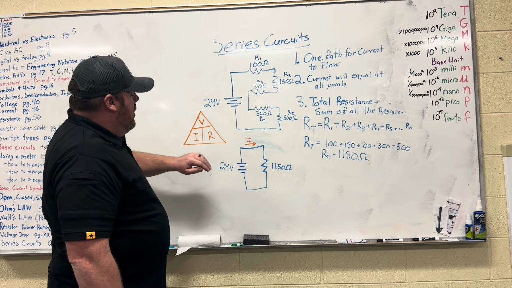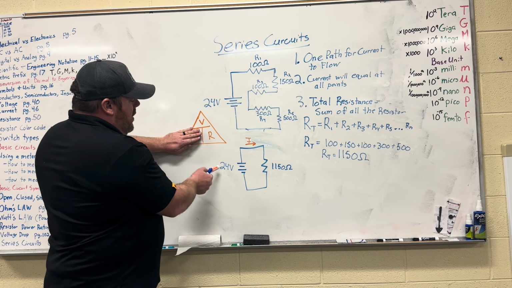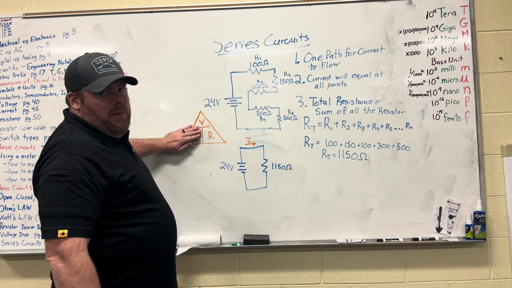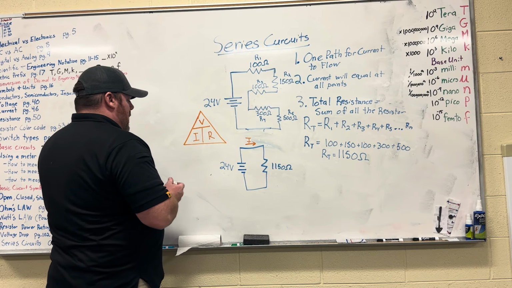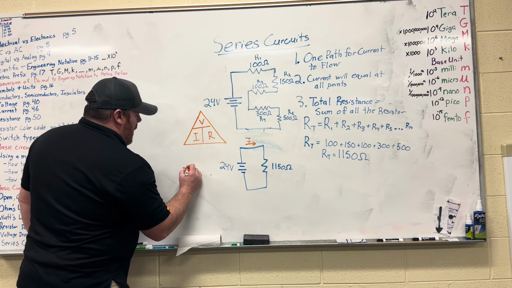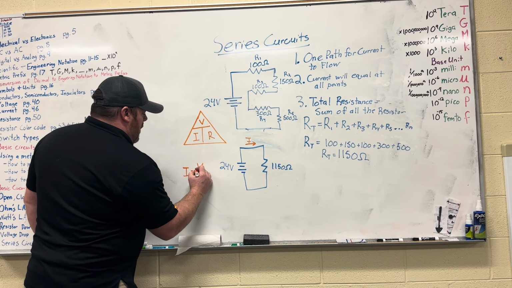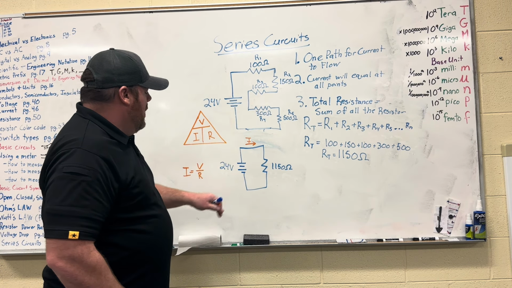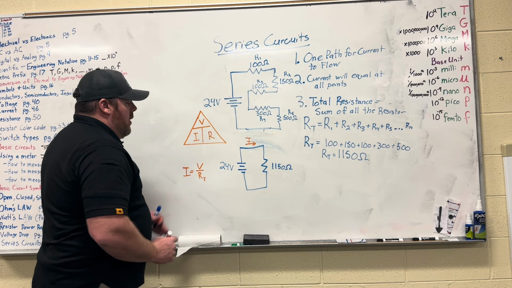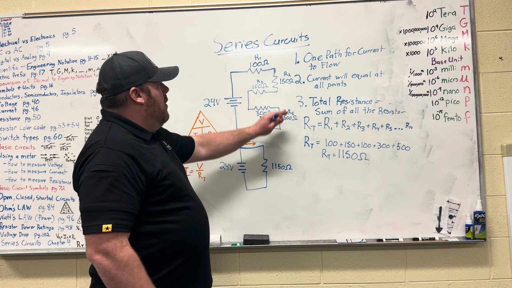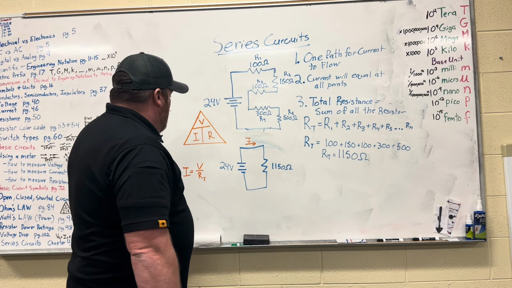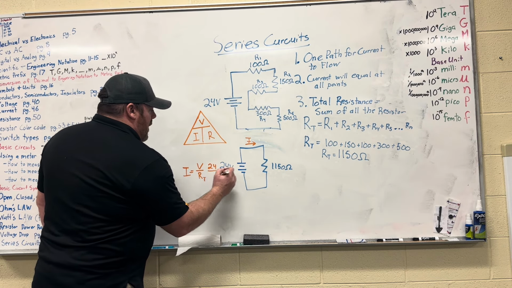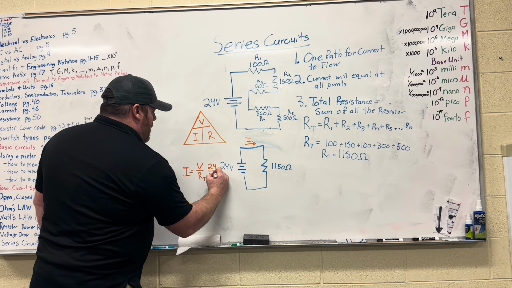In this case, I want to know what the current is, I, so it would be the voltage, 24 volts, divided by the resistance of 1150 ohms. So if we plug that into the equation where I equals V over R, and since there are multiple resistors in this circuit, I'm going to call this RT, the total resistance value of all the resistors in that circuit. So in this case, the voltage would be 24 volts, and the total resistance would be 1150 ohms.